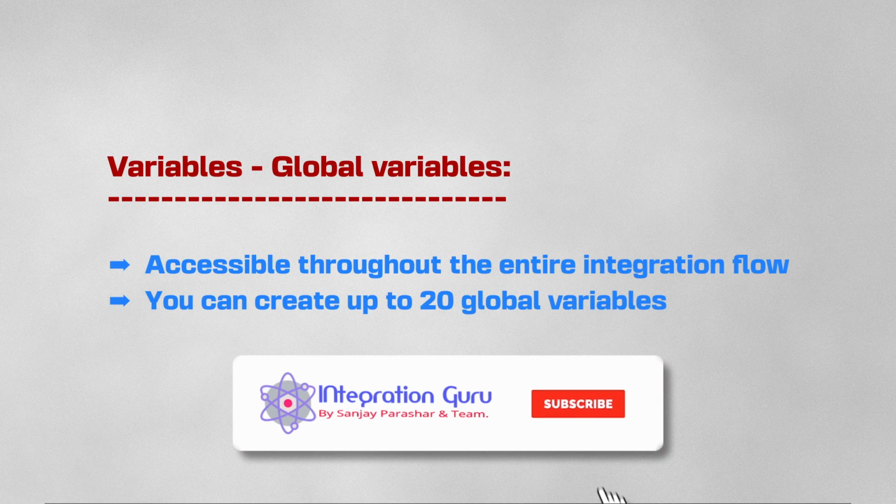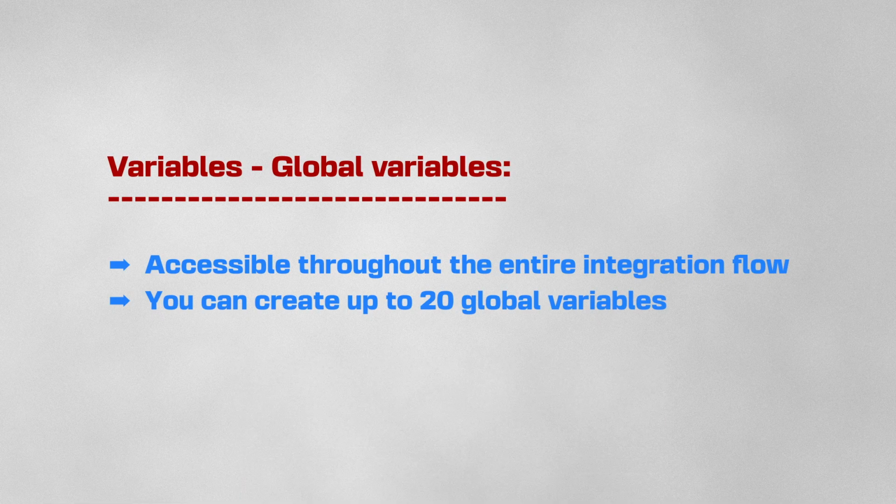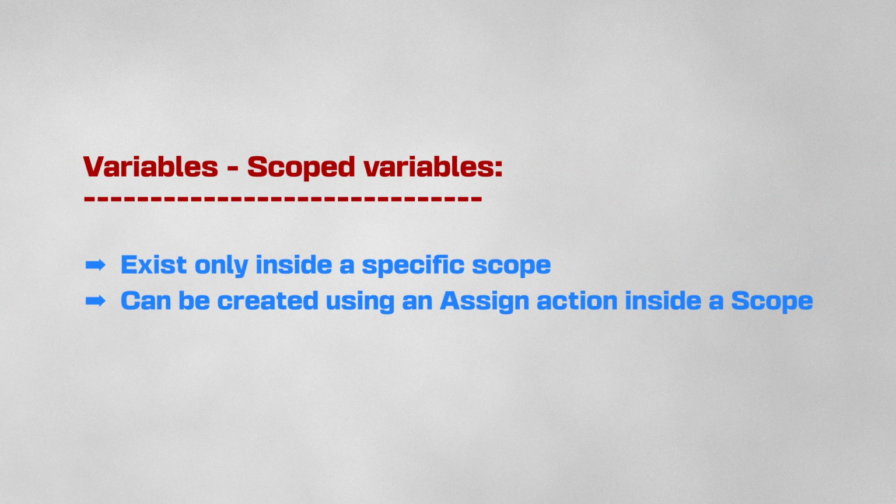When creating a global variable, you can choose simple data types like string or numbers, or complex object types based on request or response schemas. And you can create up to 20 global variables in an integration. On the other hand, scoped variables are more limited.